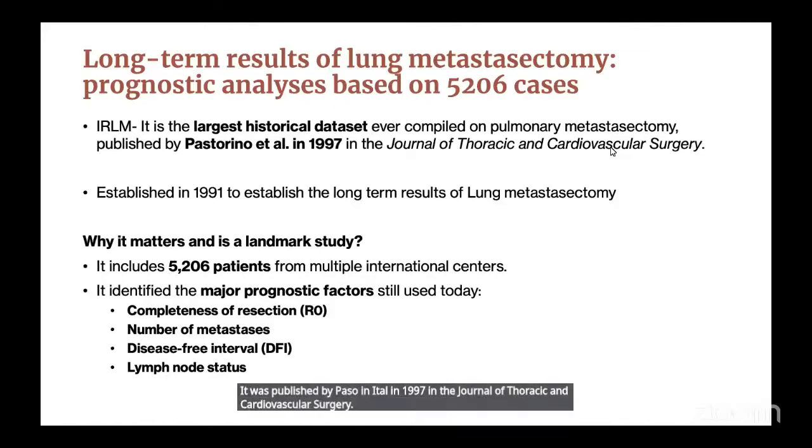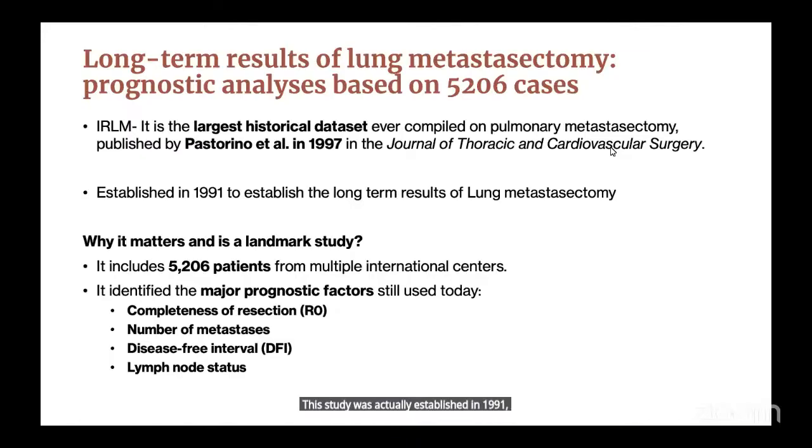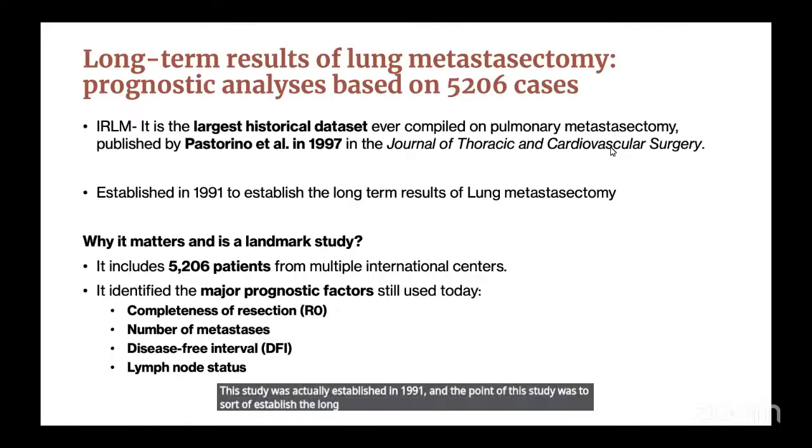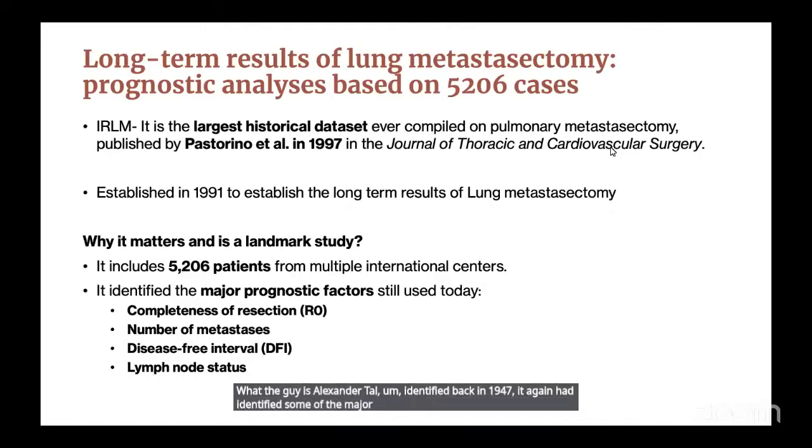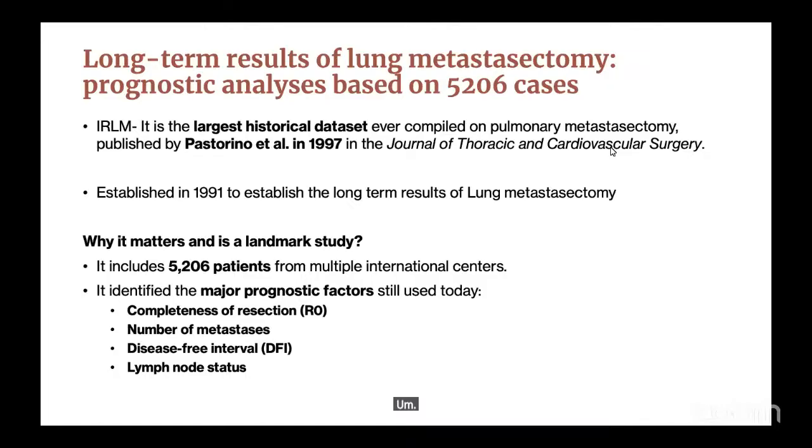The study was actually established in 1991, and the point of this study was to establish the long-term results of lung metastasectomy. It's in fact a retrospective analysis. It looked at over 5,000 patients from multiple international centers. And much like what Alexander et al. identified back in 1947, it again identified some of the major prognostic factors, which I've previously mentioned, but I'll just reiterate. Completeness of resection, you want an R0 resection, the number of metastatic lesions, the disease-free interval, and of course, the lymph node status.